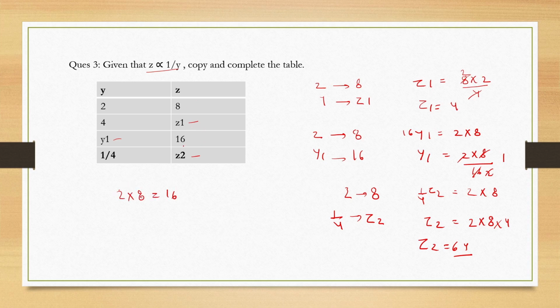4 into the Z1 value, 4, we find 16. The third one is the Y1 value, which we found as 1. So 1 into 16 is 16, and 1 upon 4 into 64 is 16. So all the values remain constant. We will see one more example.